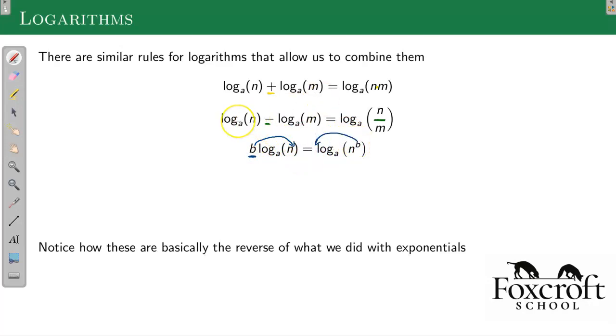So just write these down for now. Over time, you're going to have them memorized, as you use them in practice and get used to them.